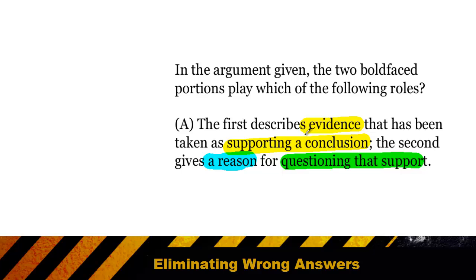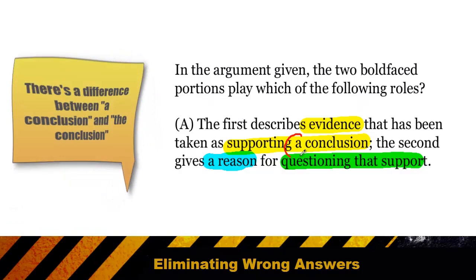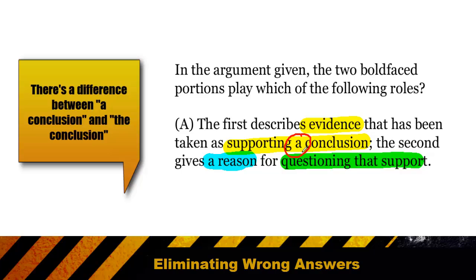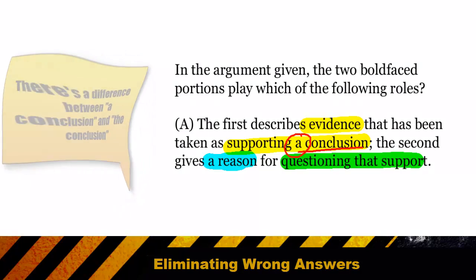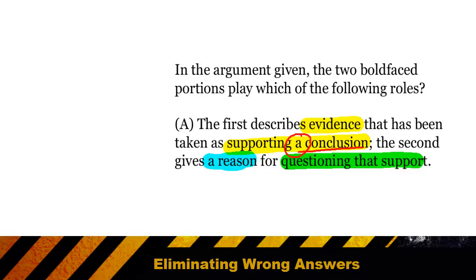It's important to know a specific word in this case, the word a, because there's a difference between a conclusion and the conclusion. If the answer choice says the conclusion or the argument, that refers to the author's opinion. If the answer choice says a conclusion or an argument, it may refer to the part of the passage that is referring to another person's opinion. So in this case, the first bold was supporting a conclusion. It just happened to be a conclusion that was different from the author's opinion.